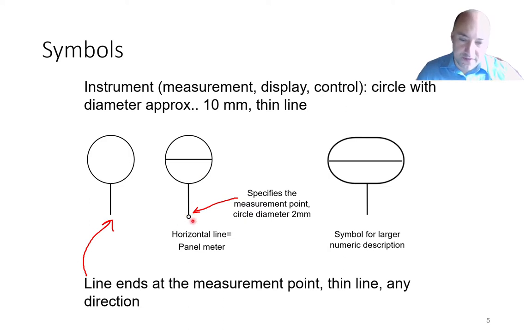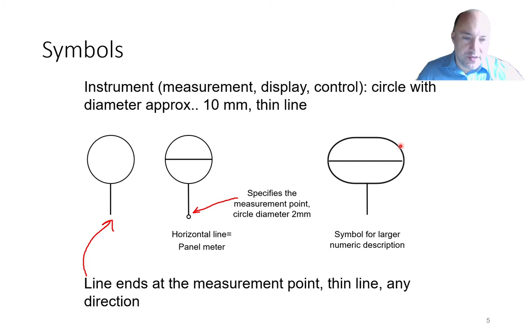You can also specify with a circle like this what is the exact measurement point, and this is done with a circle with diameter of approximately 2 millimeters. So if in your diagram you need to specify exactly at which location you need to measure the variable, you do a circle like this, and then eventually you can put, for example, some coordinates, or you can put a side note on the drawing telling what should be the exact location.